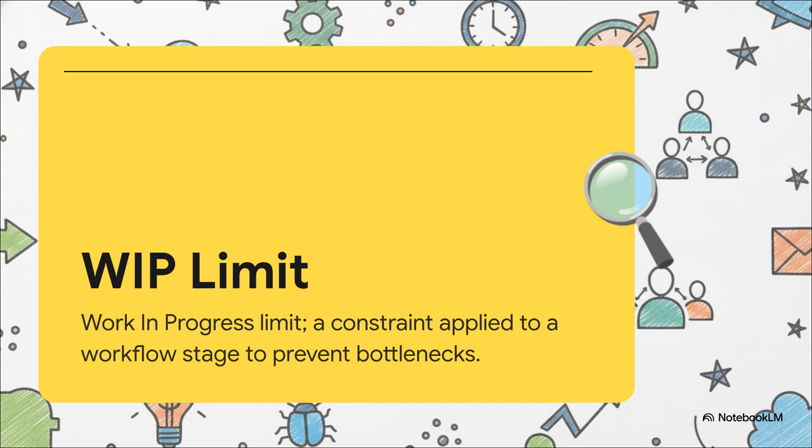By capping the amount of work allowed in a specific stage, it quite literally forces teams to stop starting new things and start finishing the things they already have in progress. It drastically cuts down on context switching, which, as we all know, absolutely destroys productivity.